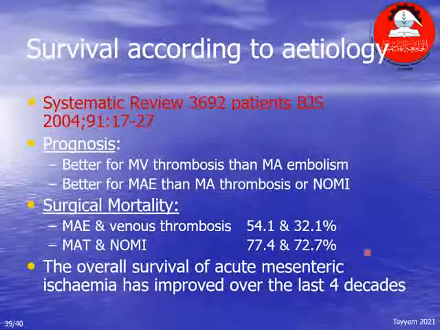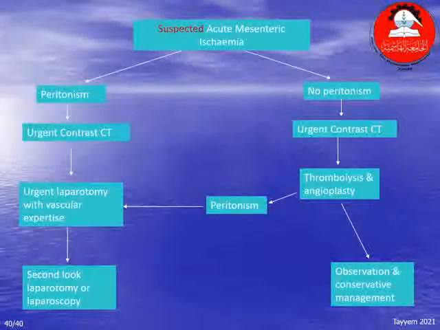Surgical mortality is quite high, but the mortality for mesenteric artery embolization or venous thrombosis is about 50 and 32%. For the mesenteric arterial thrombosis or non-occlusive, as you can see, the mortality is higher, I mean surgical mortality, and overall survival luckily has improved over the last few decades due to improved understanding and management techniques.